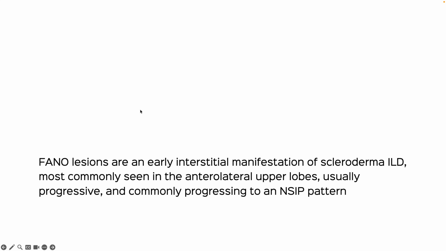So FANO lesions, again, faint amorphous nodular opacities, are an early interstitial manifestation of scleroderma ILD, also first described with asbestosis and also with a few other connective tissue diseases, most commonly seen in the anterolateral upper lobes, usually progressive, and commonly progressing to an NSIP pattern. So I've learned something new this month. I hope it's been the same for you.